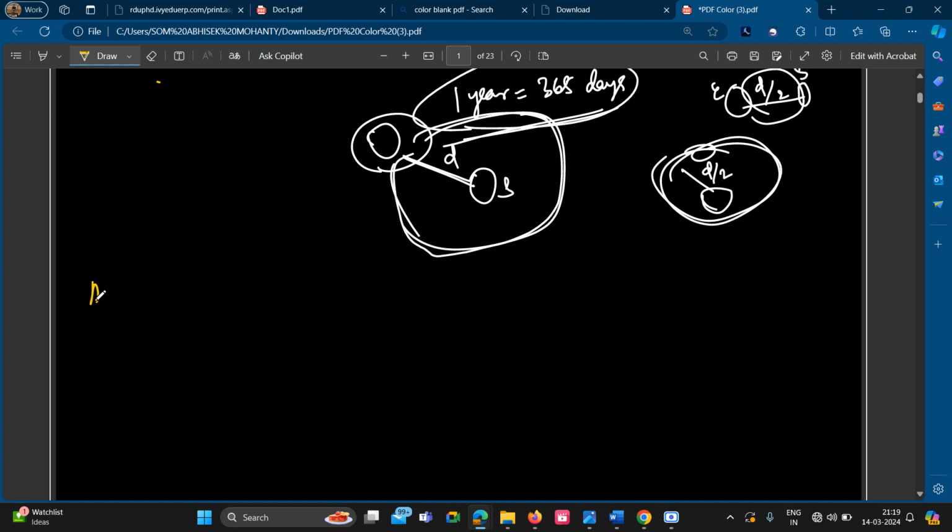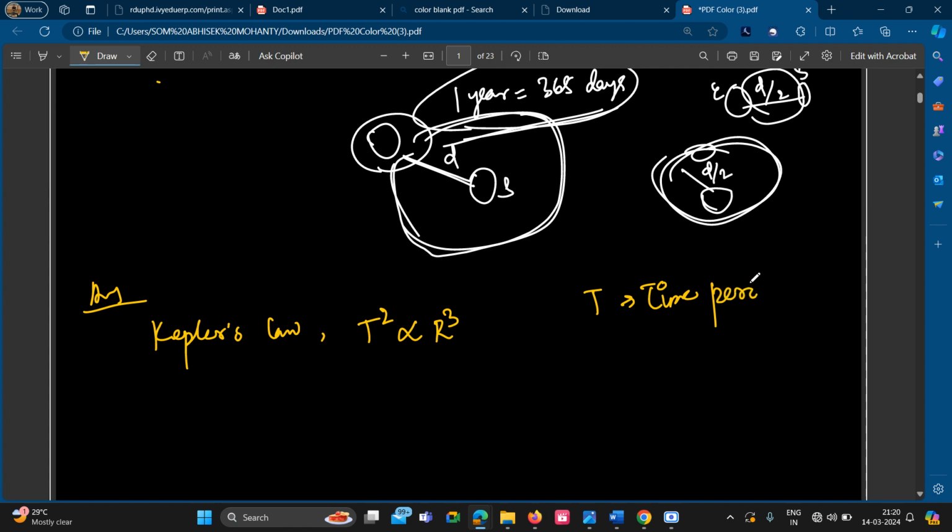See, we know Kepler's law. Do you know Kepler's law? Kepler's law is T square is proportional to R cube. What is your T? T is your time period. Time period is the amount of time required to complete one revolution. Suppose Earth is here, it will take exactly 365 days to come here again. So that 365 days is your time period of Earth. R is the radius of this circular orbit. So T square is proportional to R cube.